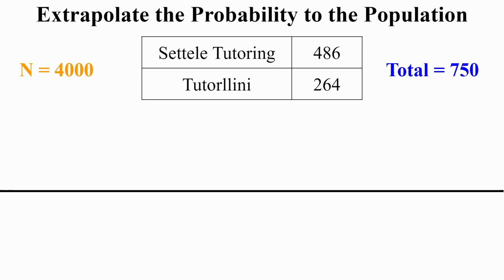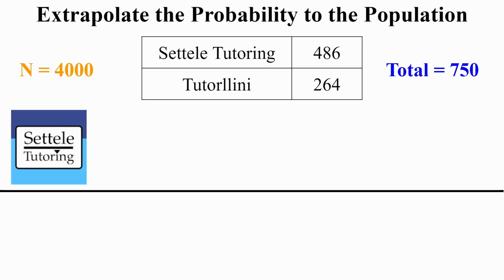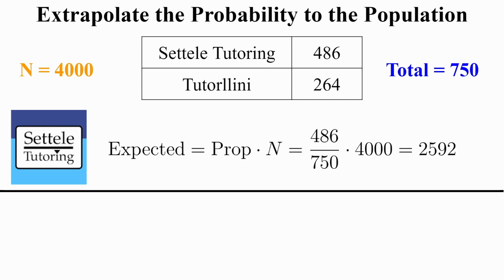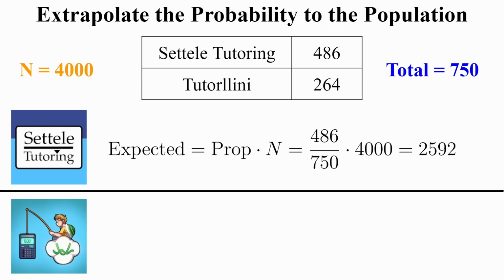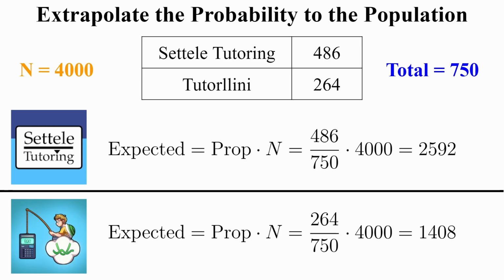Let's look at the results here. So Sattel Tutoring had a proportion of 486 out of 750. And if you multiply that by 4,000 on your calculator, you should get 2,592 votes. And Tutor Laney had a proportion of 264 out of 750, and if you multiply that by the population size of 4,000, he got 1,408 votes. Okay, well, I guess by a final answer of 1,184 votes, the Screen Actors Guild Award for Best SAT Creator goes to Sattel Tutoring. Yep.